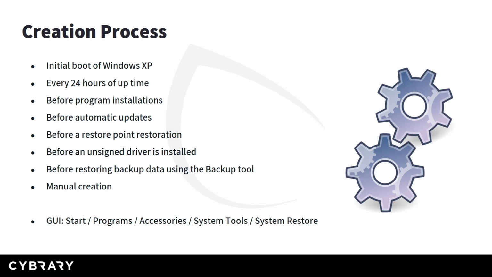System restore point creation is triggered by one of the following events: the initial boot of Windows XP, every 24 hours of uptime, before program installations, before automatic updates, before a restore point restoration, before an unsigned driver is installed, before storing backup data using the backup tool, or manual creation. A GUI exists for the creation and management of system restore points. It can be found under Start, Programs, Accessories, System Tools, and System Restore. This interface provides administrative control over many of the monitoring activities.